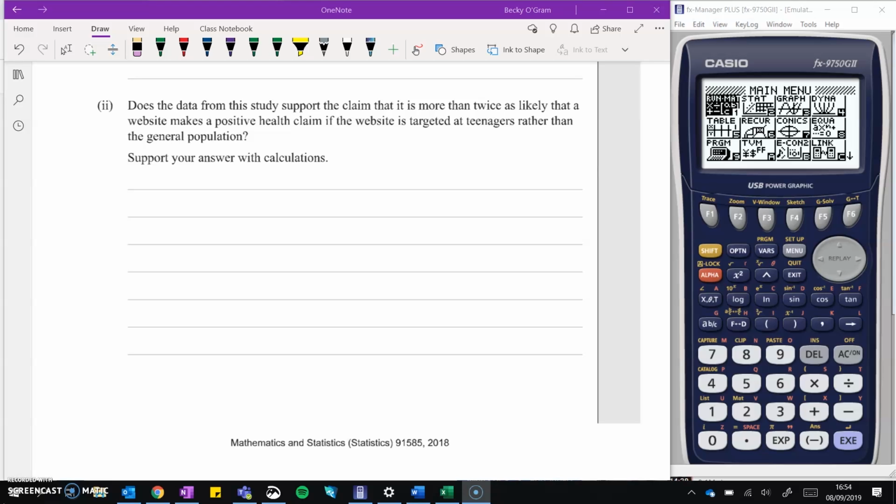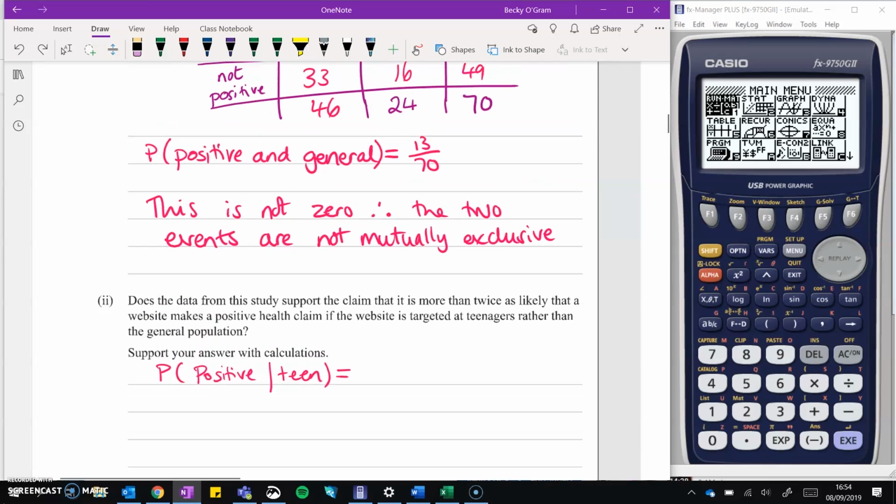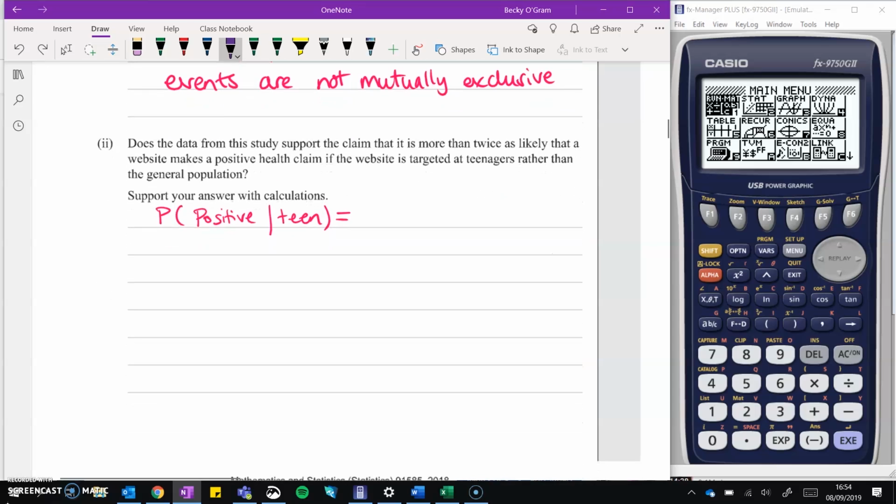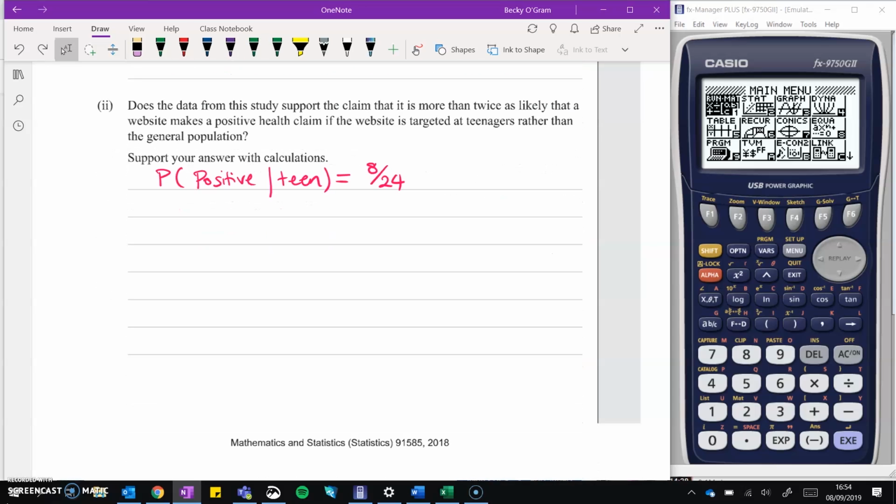Data from this study support the claim that it is more than twice as likely that a website makes a positive health claim if the website is targeted at teenagers rather than the general population. Okay, so we need to first of all look at what's the probability of a website being positive if we know it's targeted at teens. So we're doing a conditional probability. You can scroll up here to see if it's targeted at teens, the chance of it being positive is 8 out of 24. So we can pop that onto here.